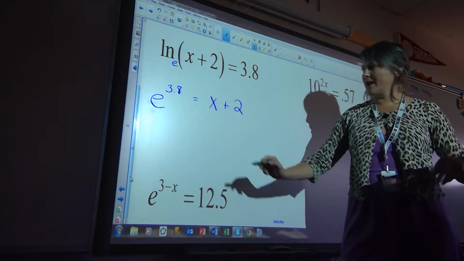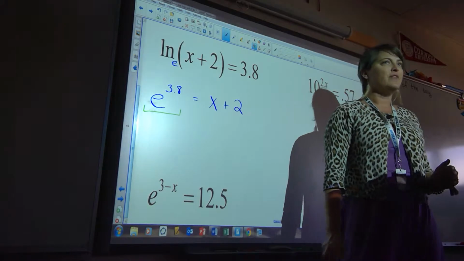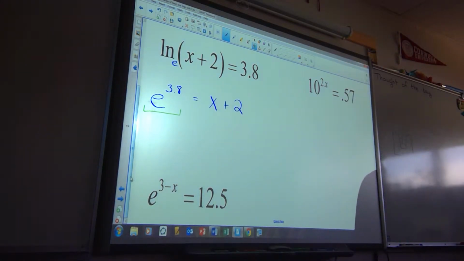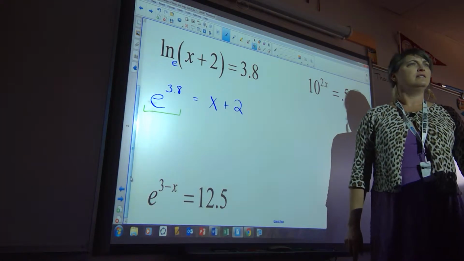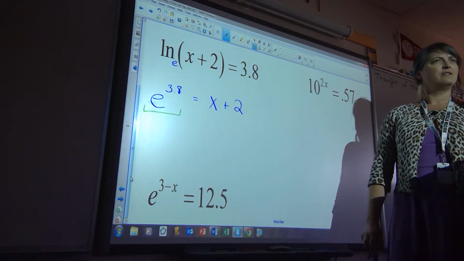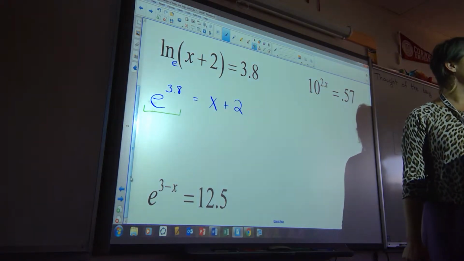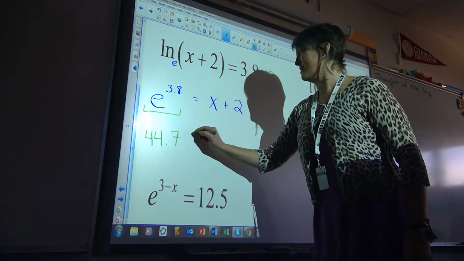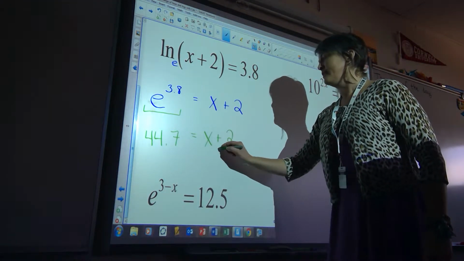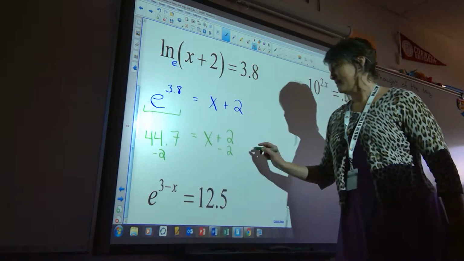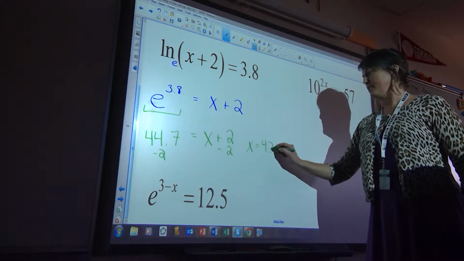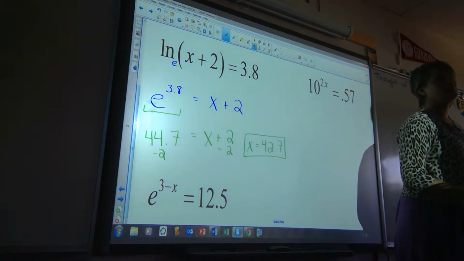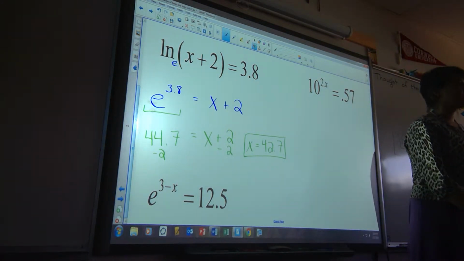And at this point, you can reach for your calculator, figure out what decimal that is. So tell me, what do we get when we do e to the 3.8? 44.7. Does that sound about right? Okay. 44.7 is equal to x plus 2. Yeah, subtract. All right, so x is 42.7. So in some ways, I think you'll find these problems very intuitive and pretty straightforward.